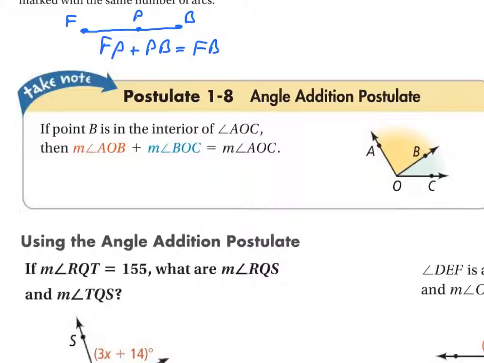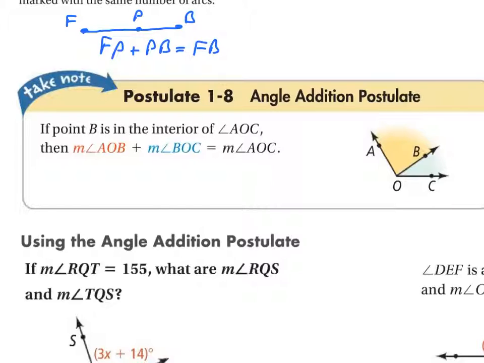Well, the same thing goes for the angle addition postulate. It is saying that we have to have two adjacent angles. Adjacent for angles means that they share a side, meaning they share a ray. So the shaded angle in gold and the shaded angle in blue are adjacent angles because they share that ray OB. So if we add the two small angles together, it'll give us the measure of the big angle. That's all the angle addition postulate says for us.